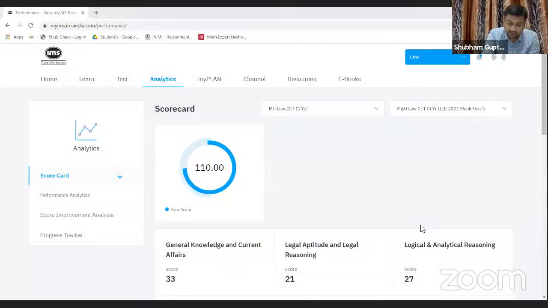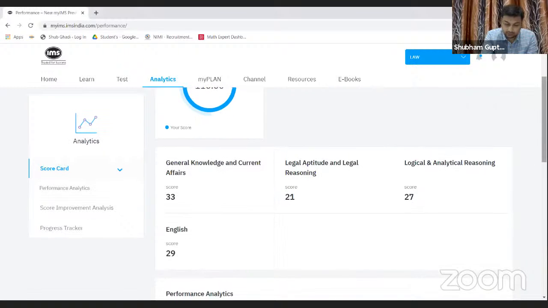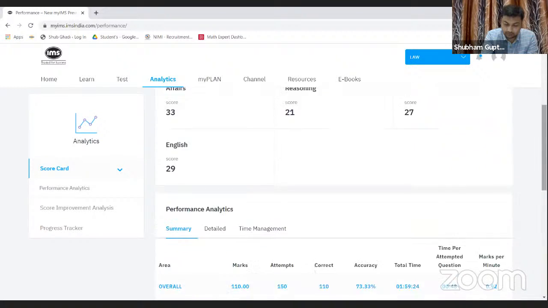So would you like to see the score? Would you all like to see the score? So I have scored somewhere around 110. Can you see? Can all of you see my score?